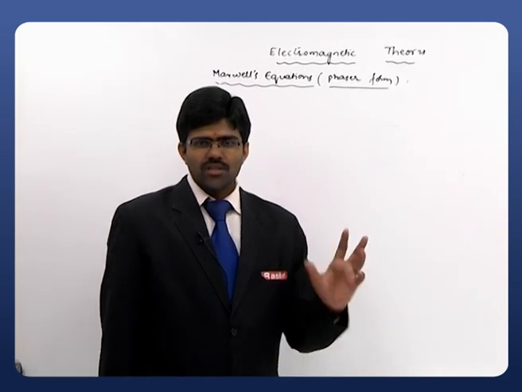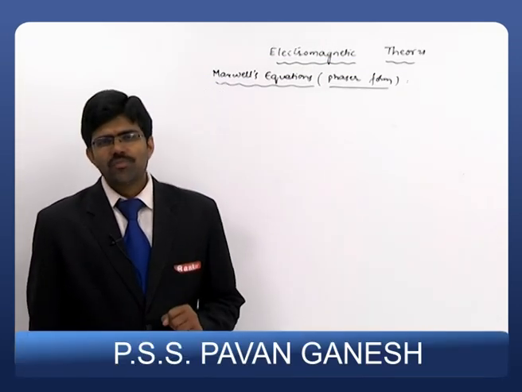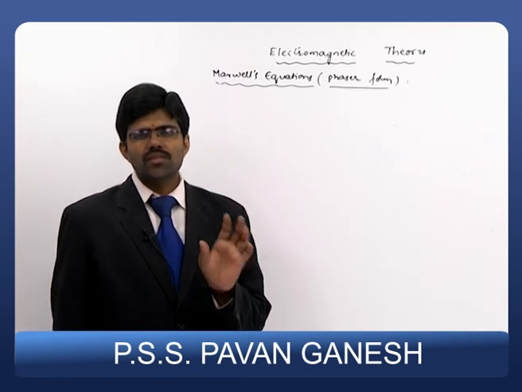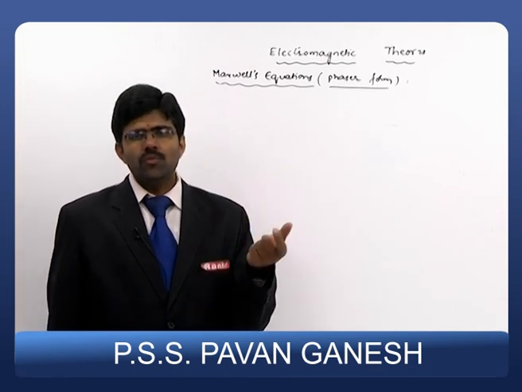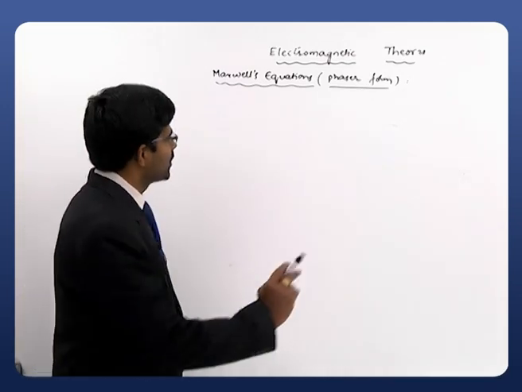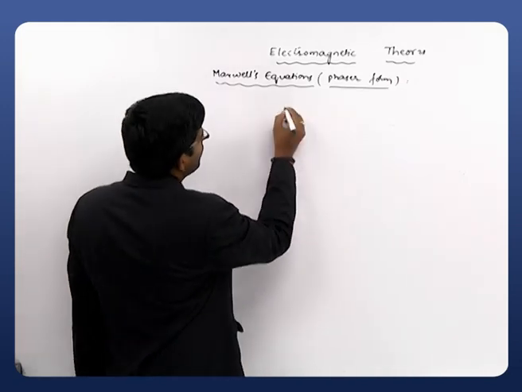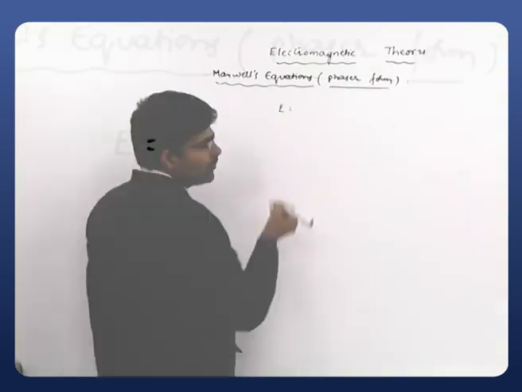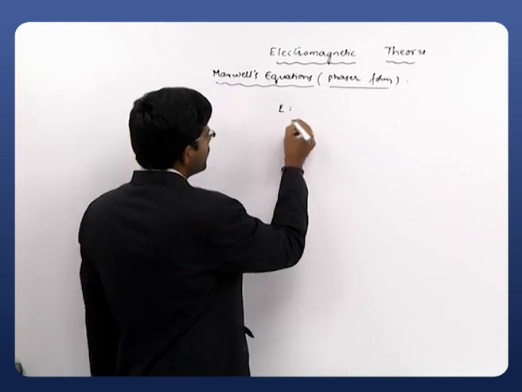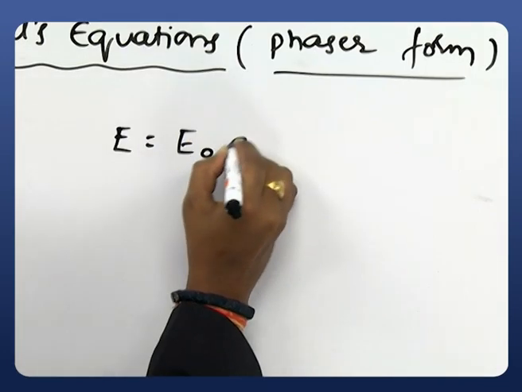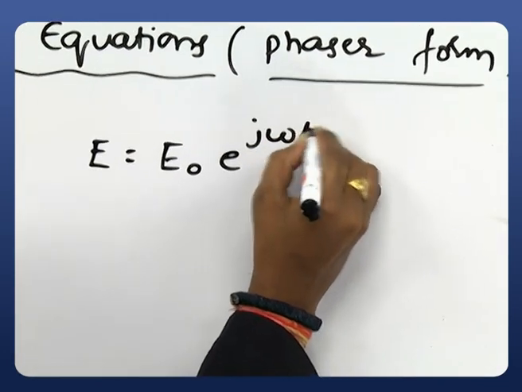We will discuss how these equations will be written in phasor form. For that, a simple modification will be there. Just remember, for phasor form, the frequency will be taken into the picture. For that, I will consider the electric field and magnetic field in their phasor notation. So let us take E equals E naught e power j omega t.